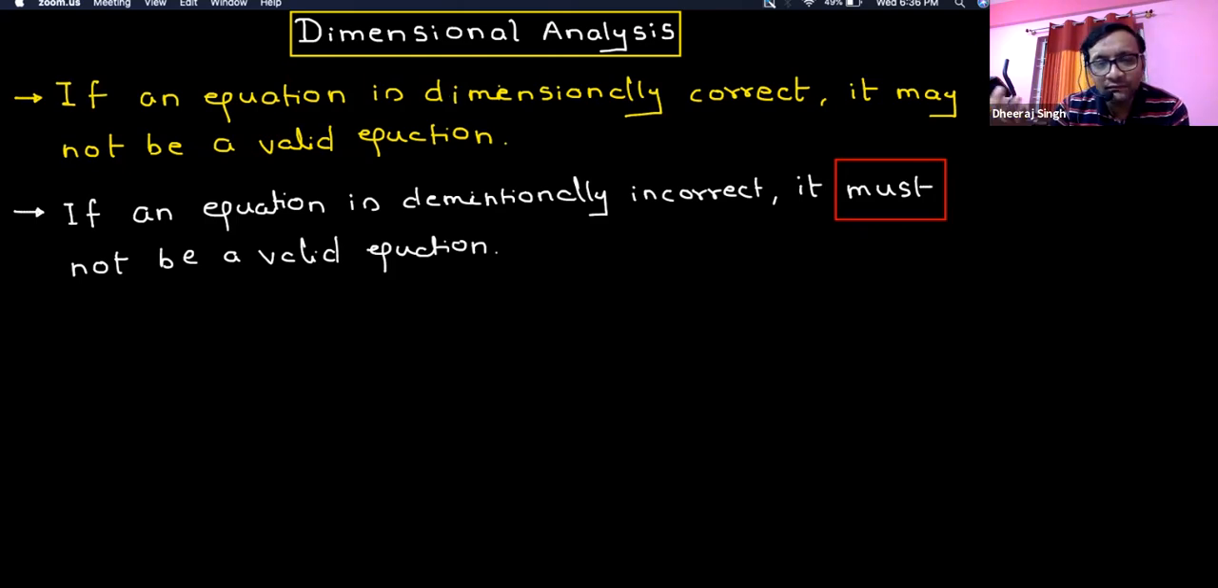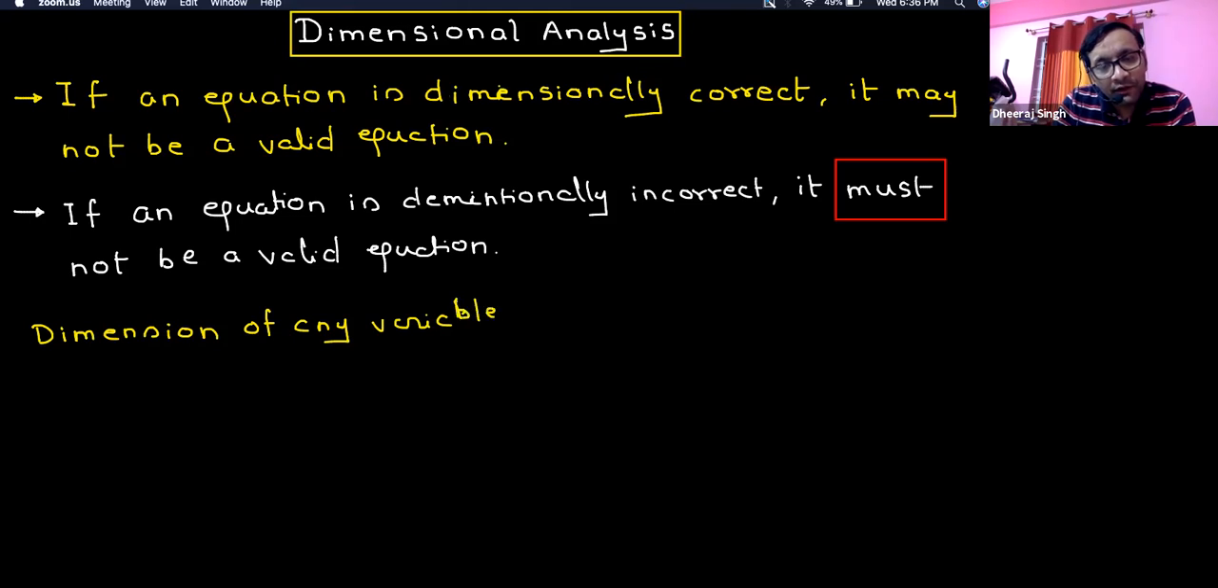Now, what is this dimension we are talking about, and what is the meaning of dimensionally correct or incorrect? That we are going to discuss now. So how to write the dimension of any variable? Write down, the dimension of any variable can be written in terms of 7 base units.